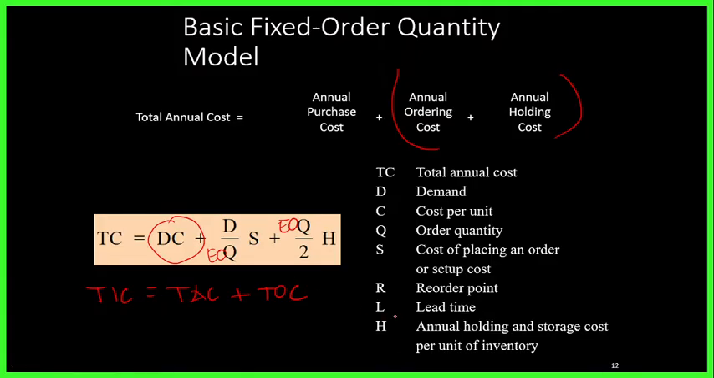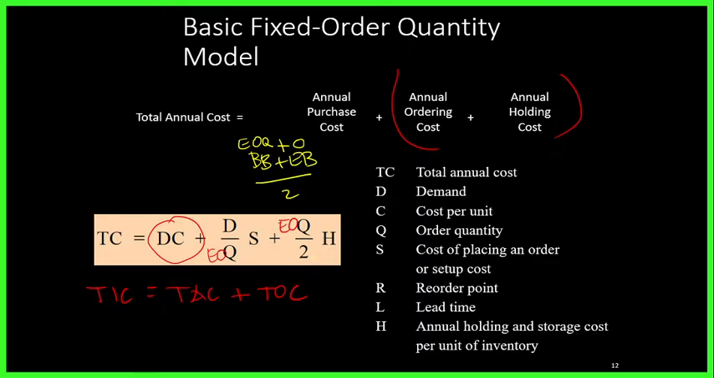So, sir, bakit divide by 2? May origin kasi yan. Let me explain. To compute for the average inventory, the simple average is computed by adding the beginning balance plus the ending balance divided by 2. In this case, if the ending balance is, let's say, 0, kasi nagamit mo na siya, and the beginning balance will be equal to your EOQ, di ba? So it's as good as EOQ divided by 2. So this is actually your average inventory times your annual holding cost.